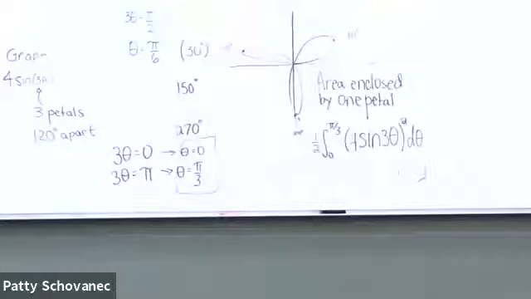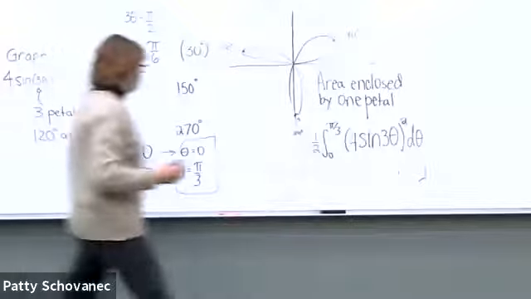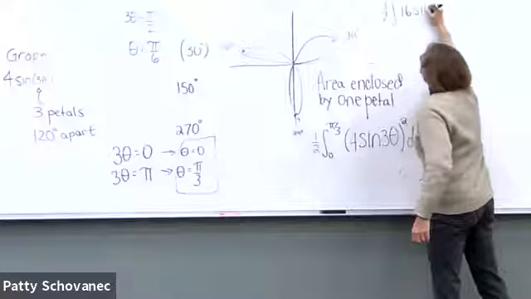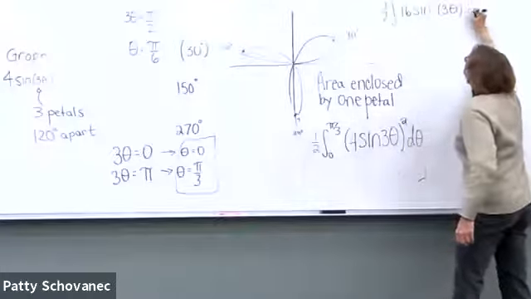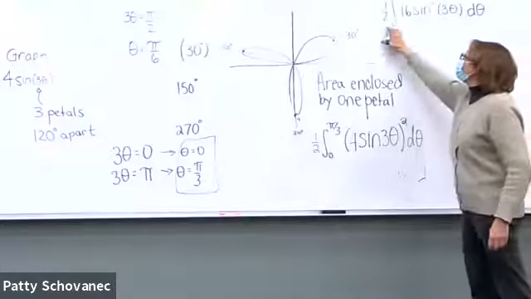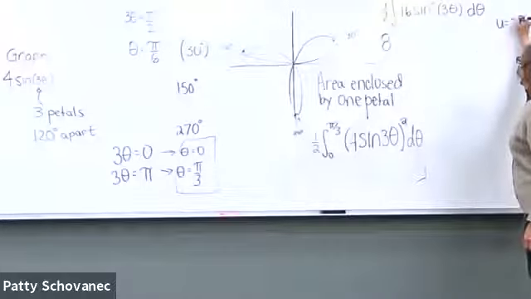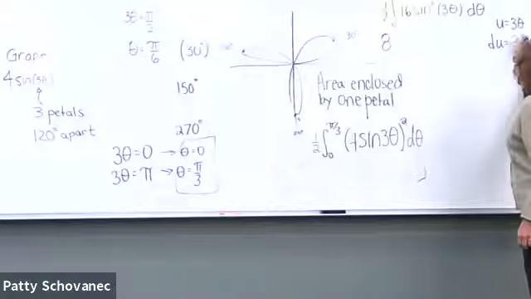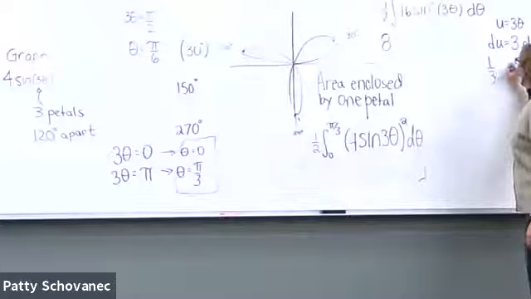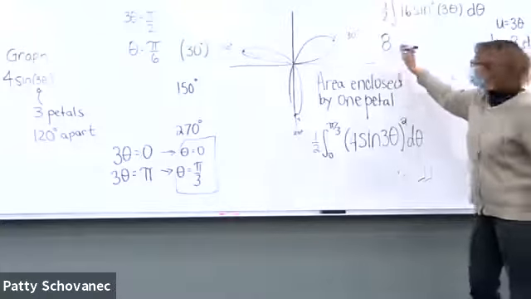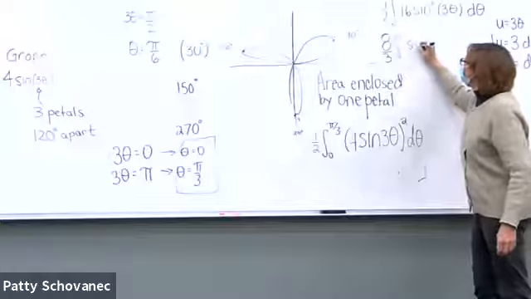Okay, so when you square that, it's 16 sine squared of 3 theta. Take the 16 out with a half and get 8. Then I'm going to take u to be 3 theta, so that du is 3 times d theta, or 1/3 du is d theta. So I'm also going to get a 1/3 out here. And then we have to integrate sine squared of u.